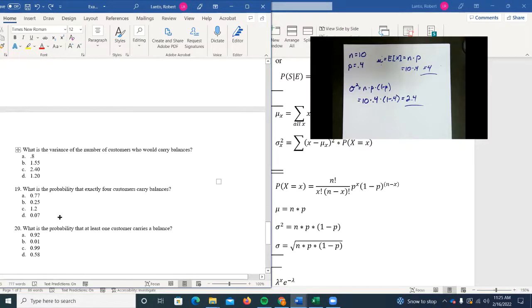19 is: what's the probability exactly 4 customers carry a balance? Well, first of all, which of these can I rule out right away? If I want a probability, the very first thing I should think about is what it's bounded by: 0 and 1. So 1.2 doesn't make any sense.